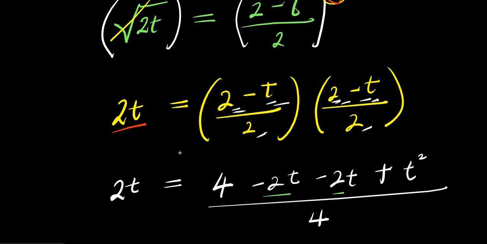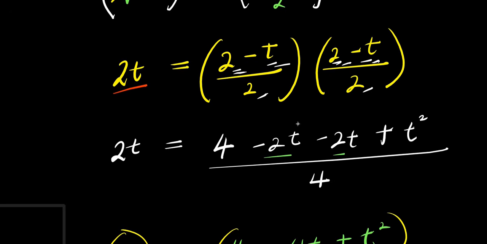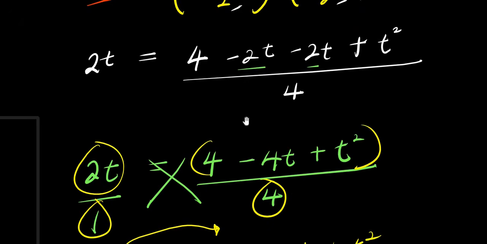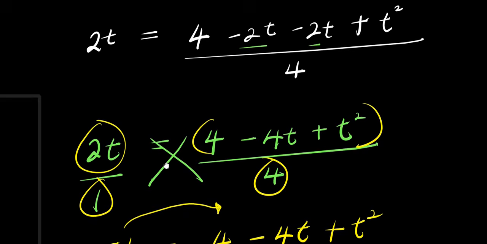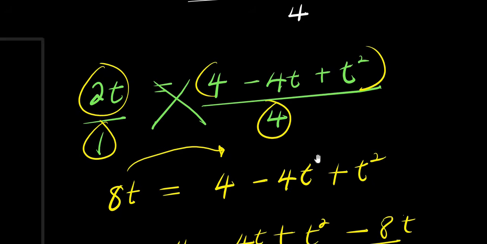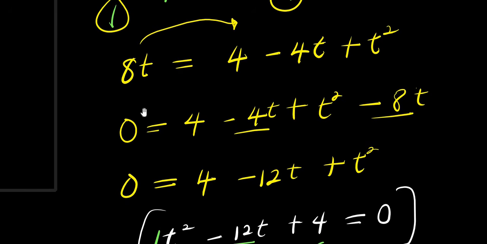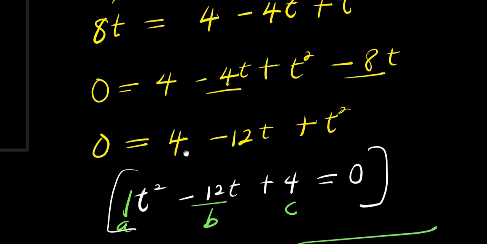So the next thing we did was to expand this. Remember, 2 times 2, 4, 2 times this, negative t times this. We just expanded it and multiplied the denominator. So after that, we cross multiplied and we had 8t equals this. Then we also needed to solve this by moving 8t across the equality sign, and it changes to negative 8t.